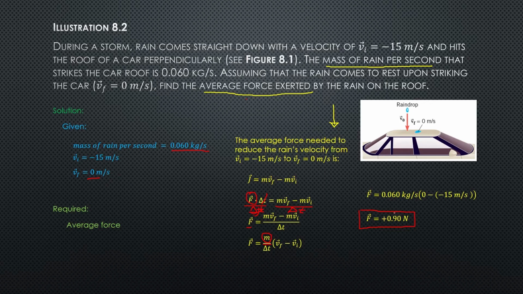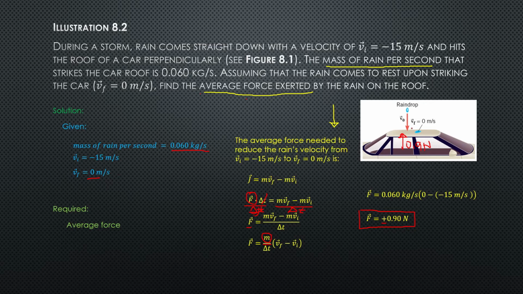So this is the force exerted by the roof on the rain, so that's why it is positive. But then the question is, find the average force exerted by the rain on the roof. So this force is in the positive, or the upward direction. This is positive 0.9 newton, that is the force exerted by the roof on the rain.